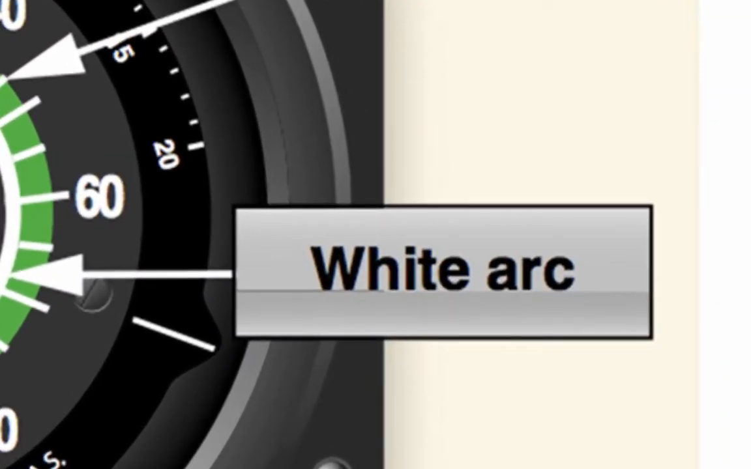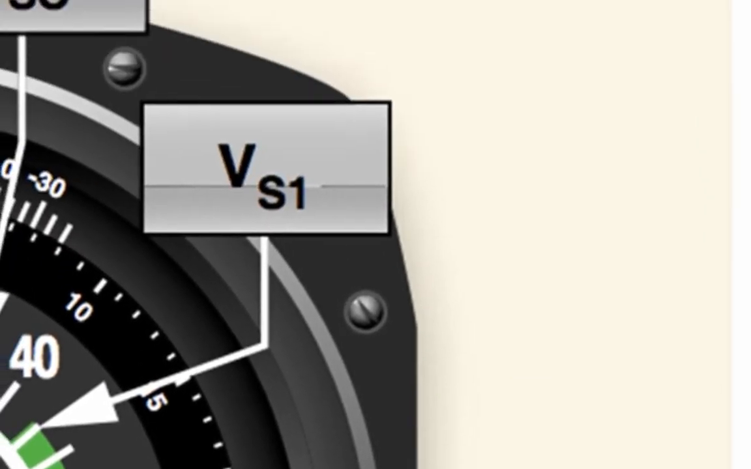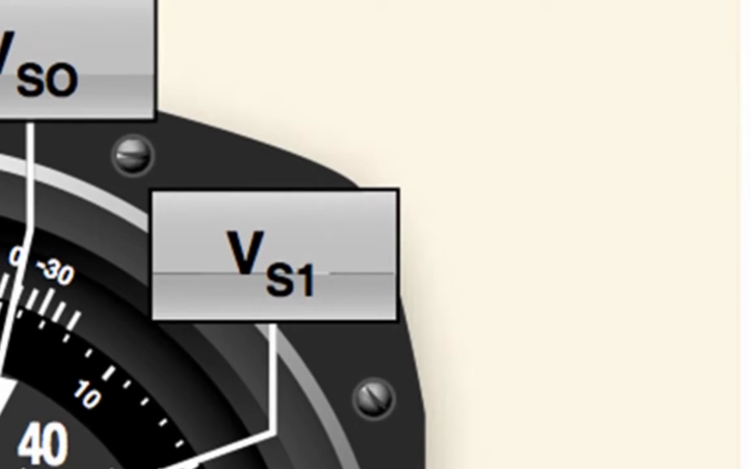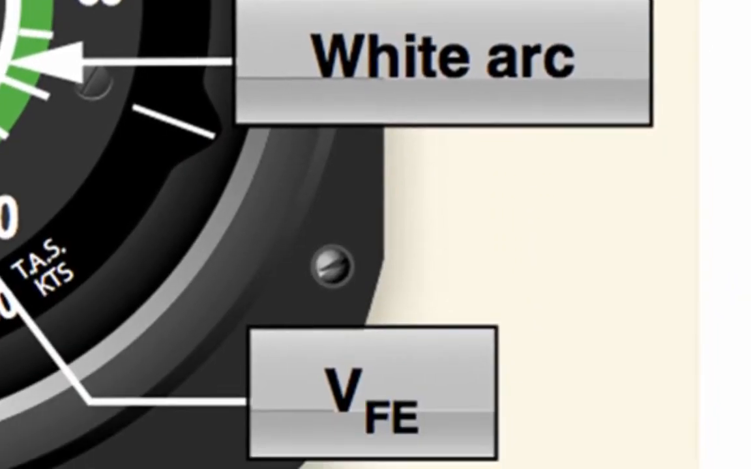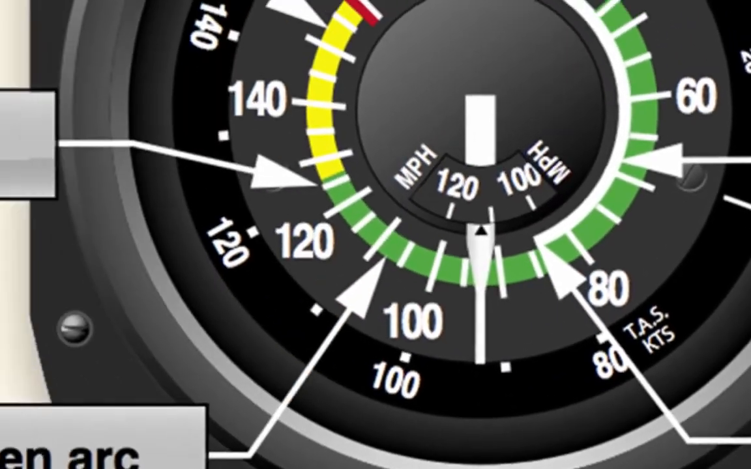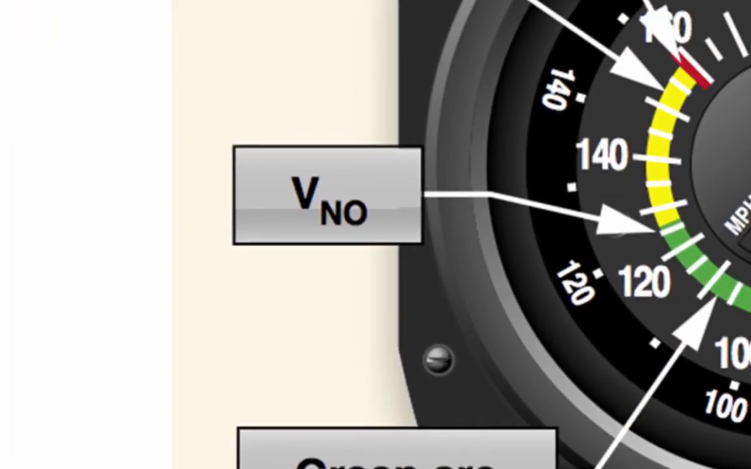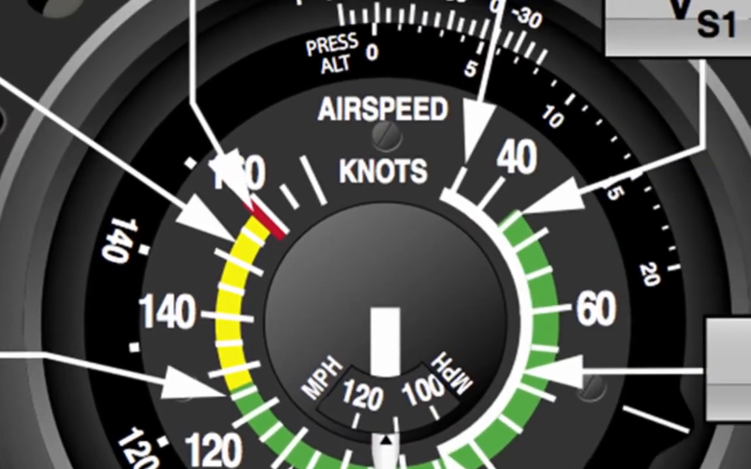1. White arc, commonly referred to as the flap operating range, since its lower limit represents the full flap stall speed and its upper limit provides the maximum flap speed. 2. Lower limit of the white arc, VSO, the stalling speed or the minimum steady flight speed in the landing configuration. 3. Upper limit of the white arc, VFE, the maximum speed with the flaps extended. 4. Green arc, the normal operating range of the aircraft. Most flying occurs within this range.